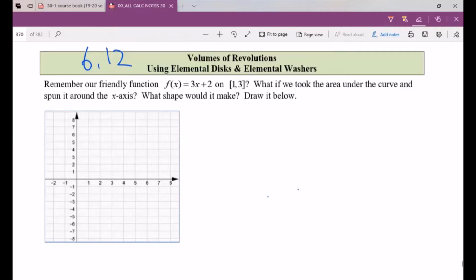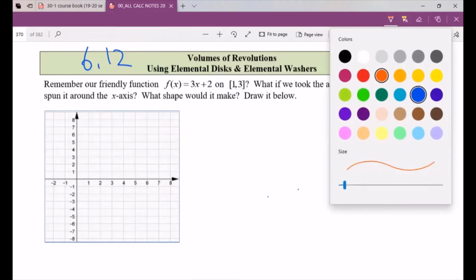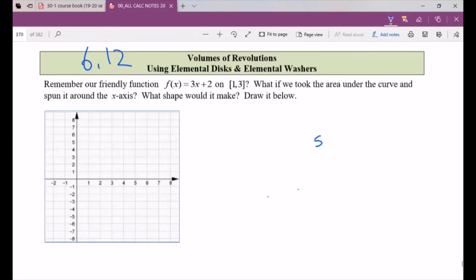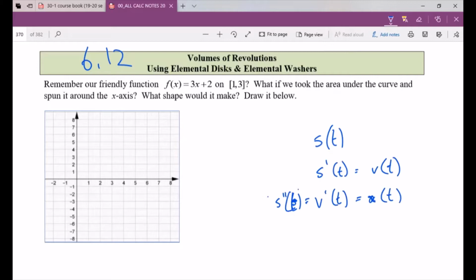We've seen that when we had a function of position, S of t, and we differentiated S of t, S prime of t, we got velocity. And so we have a velocity function. If I differentiate that, which is the second derivative of position, then this ends up being equal to acceleration. And so we have this relationship going on in steps.